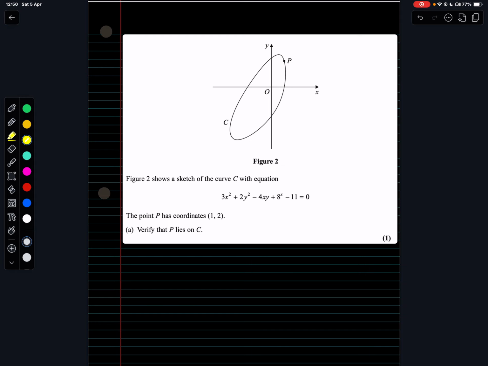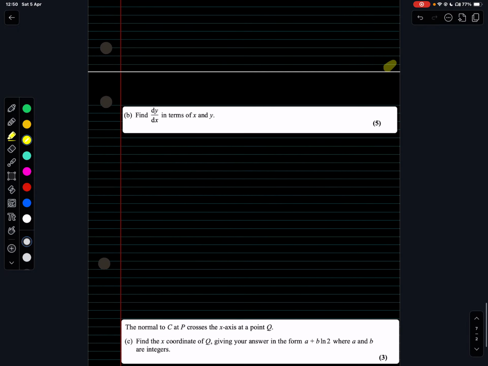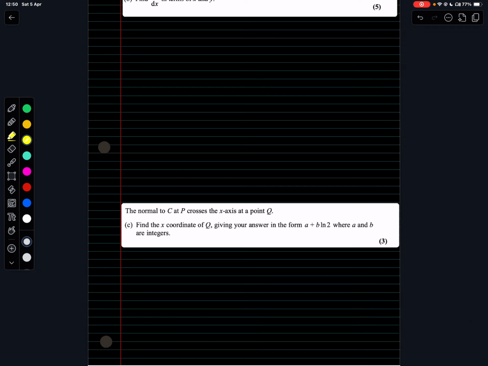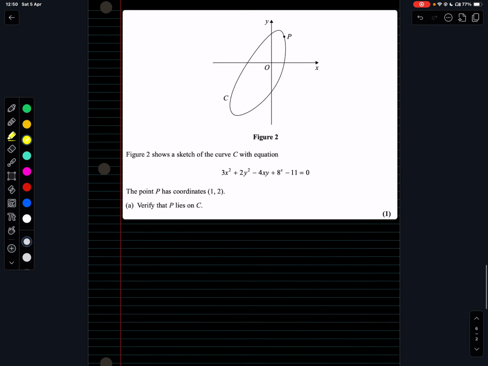Alright, implicit differentiation. Question number 4 has 3 parts. Part A just says verify the point P is on the curve C. Easy thing to do. In the second part we are asked to find dy over dx. It's also easy but longer. There will be a lot to manipulate here. And then after that we need to find the normal to C at the point P that crosses the x-axis at the point Q. Okay, starting with the first one.